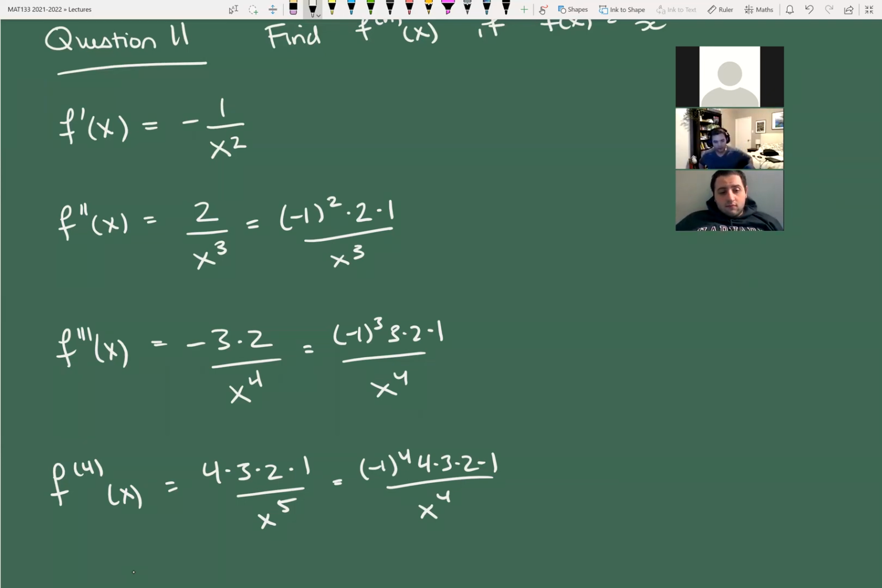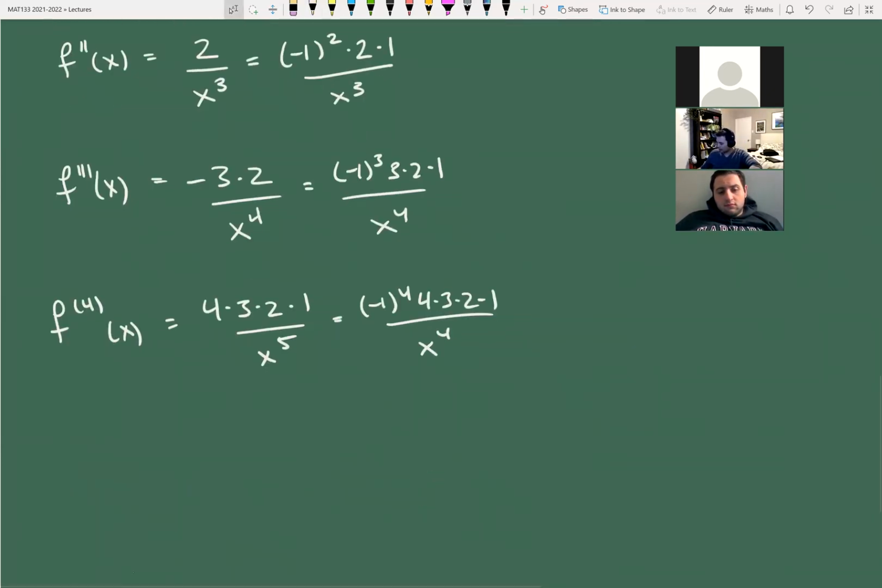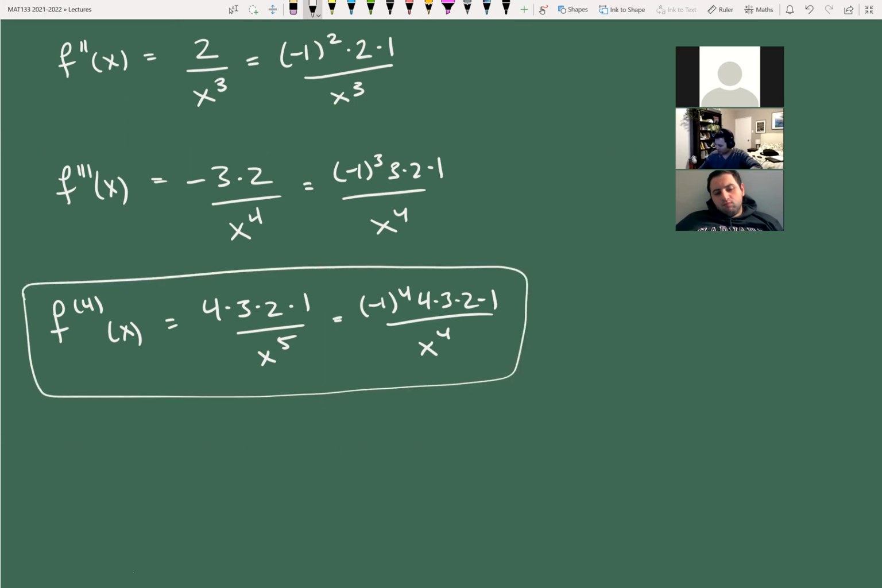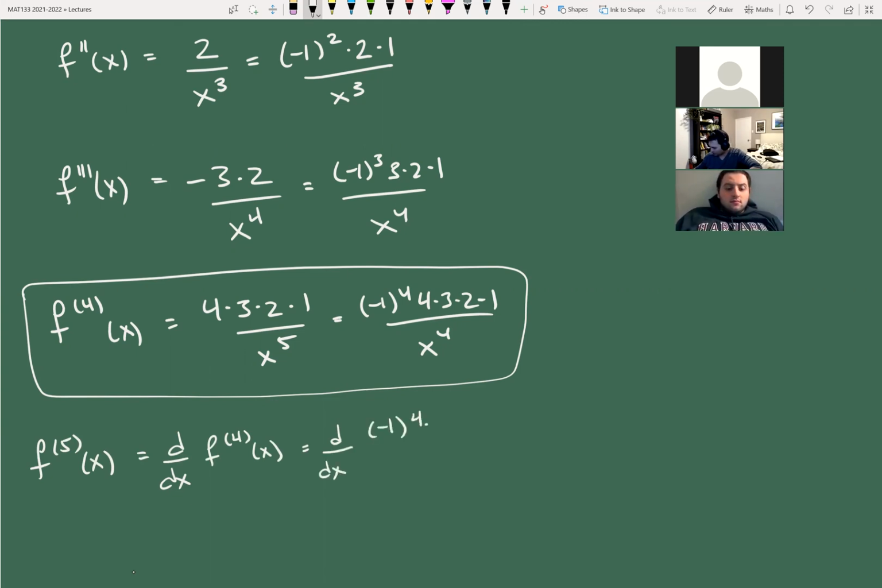Okay, sure. Here, let's do one more. Okay, and maybe let me do this one slower. So here's what we have, right? Here's the fourth derivative. So let's differentiate that. The fifth derivative is the derivative of the fourth derivative, right? Let me just plug this formula in for the fourth derivative. So I get -1 to the 4, 4 times 3 times 2 times 1, all over x to the 5.